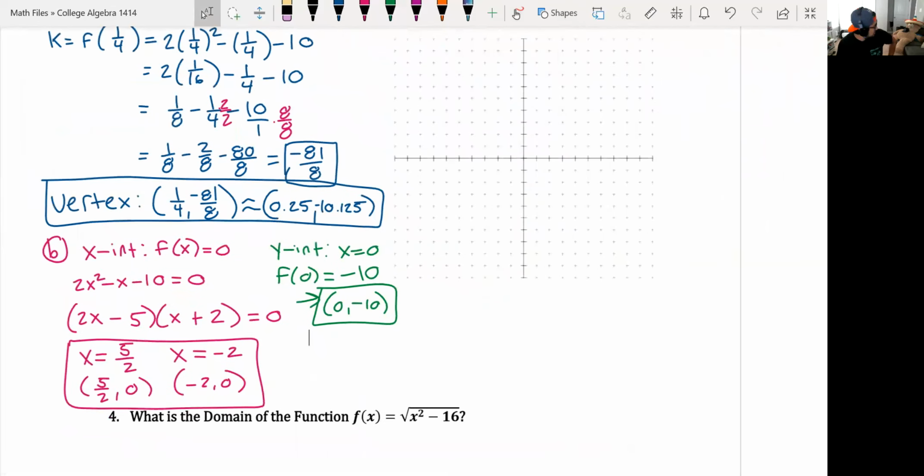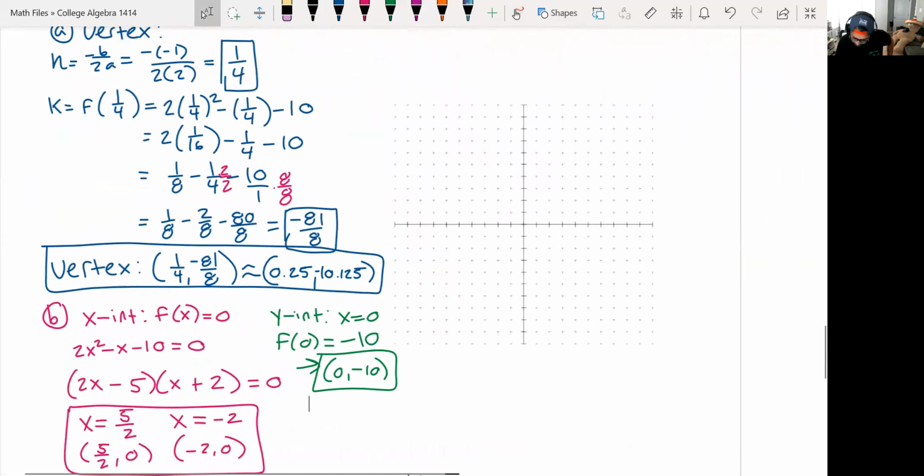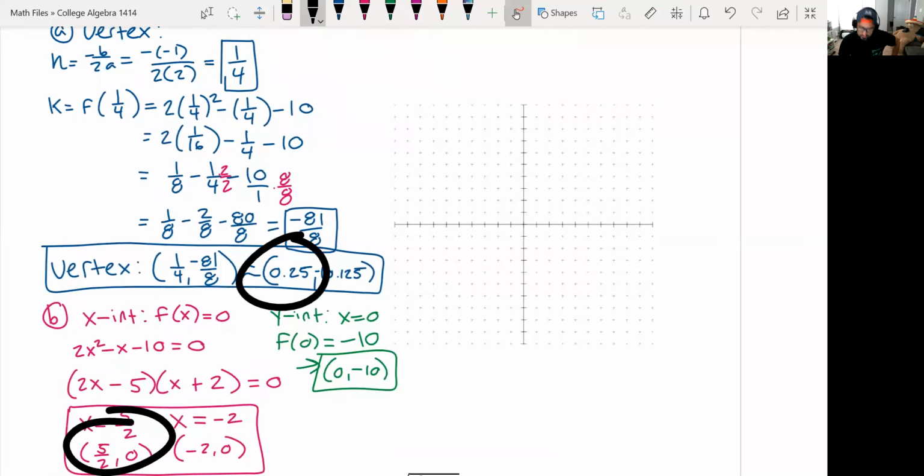All right, so let's graph. For this one, let's look at my vertex: 0.25 and negative 10.125. I'm going to leave my y values alone because we can just sneak 10.125 in there. But for my x values, I have a 0.25 and I have a 2.5.